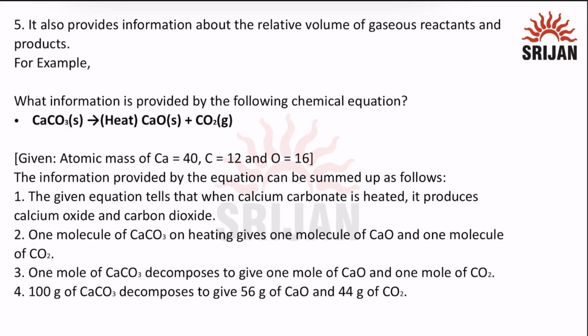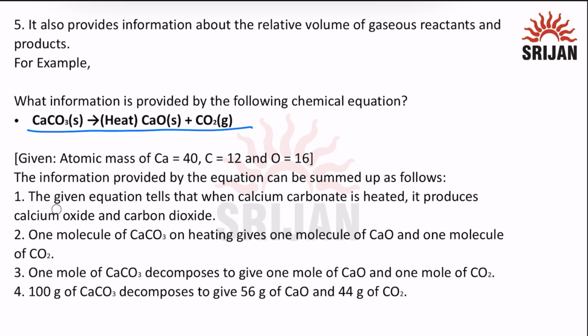Now, let's take an example. Let's take this equation. Calcium carbonate dissociates when we heat it, giving calcium oxide and carbon dioxide. Given the atomic mass of calcium, we know it's 40, carbon is 12, and 1 atom of oxygen is 16. The information provided by the equation can be summed up as follows.